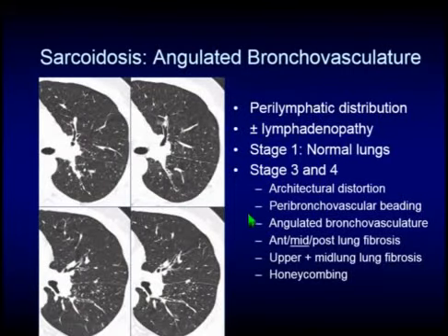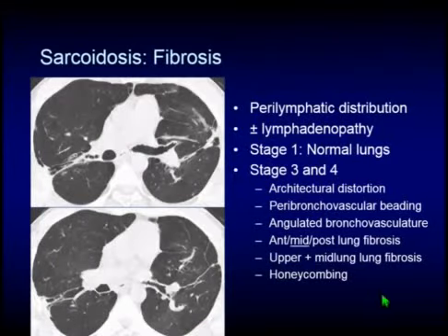You may see what we call peri-bronchovascular beading. And so when we look at the bronchioles and the bronchi, as well as the arteries, they look like they have little nodules or studding along the surface. As that fibrosis sets in with the chronic inflammation, you may see this angulated bronchovasculature because of the distortion and fibrosis associated with it.